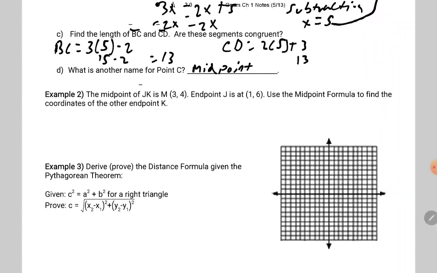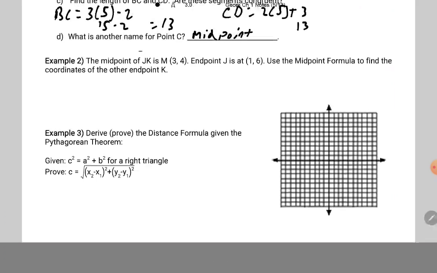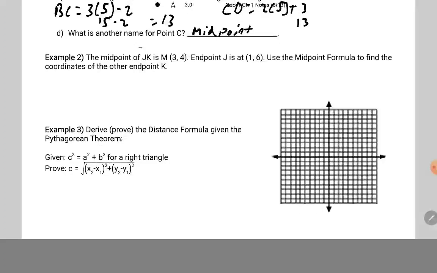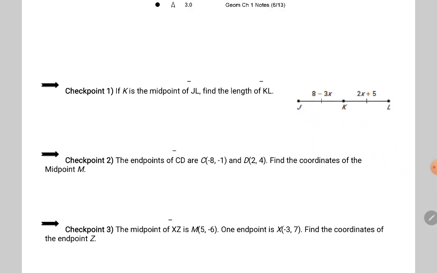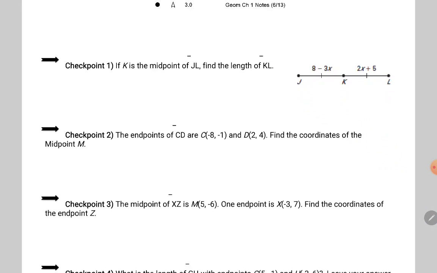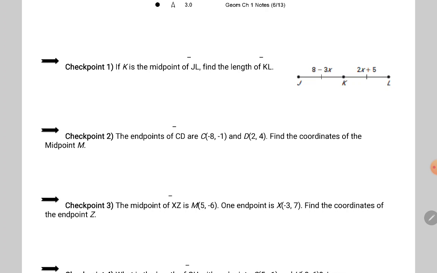Example 2. So, before I move on to example 2, I want to use the midpoint formula. So I'm going to skip ahead just a little bit. There we go. So let me do another example first of what we just did.